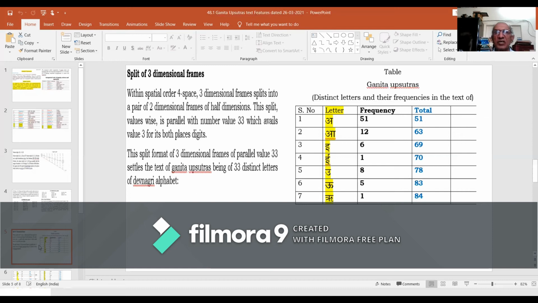Therefore, each corner point, as a seat of the origin of a three-dimensional frame, makes a three-dimensional frame of half dimensions in a manifested form, and another three-dimensional frame of complementary half dimensions remains in unmanifest form. Therefore, the manifest and unmanifest forms exist together, but both of them are playing their role differently.